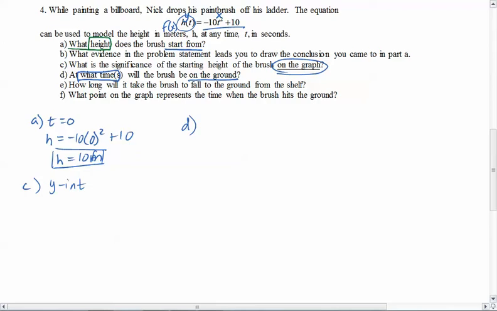Now, on the ground means that the height is going to be 0. So we're just going to go 0 equals negative 10t squared plus 10. And then you just take that and you can solve it. You can use factoring, you can use quadratic formula, however you want. I used factoring last time, so let's go ahead and use quadratic formula to work it out. I'm just going to pause it, show you the quadratic formula and the answer. You can check it yourself if you want right now. You can work it out. Go ahead, pause your video.